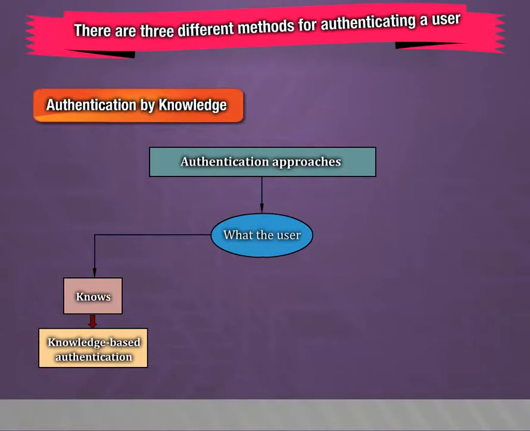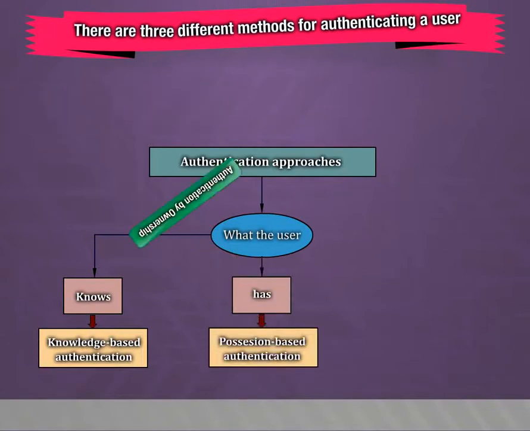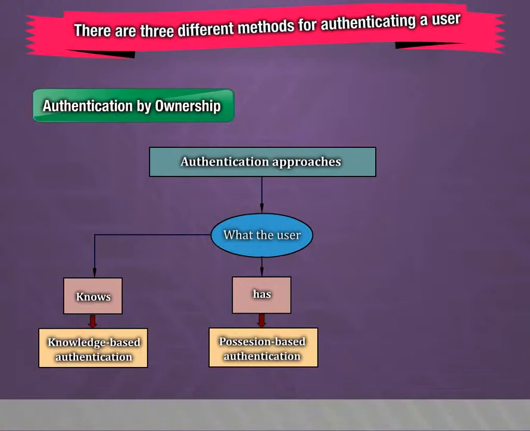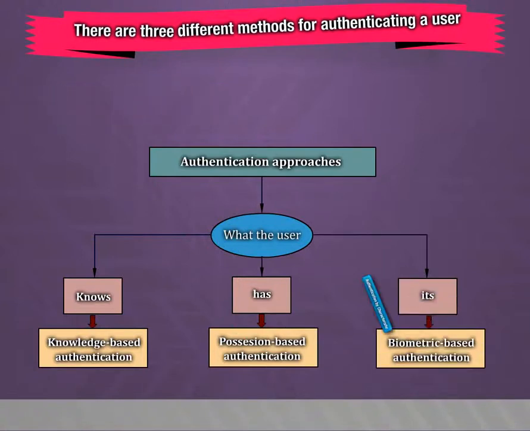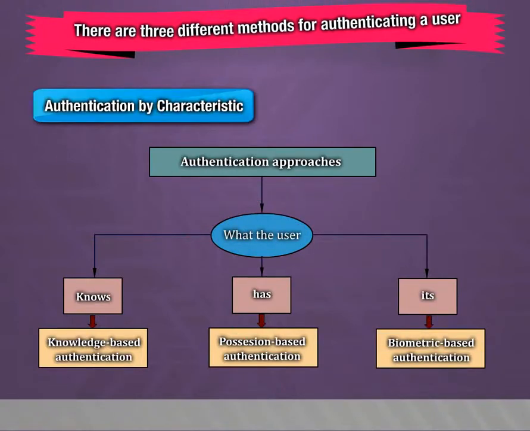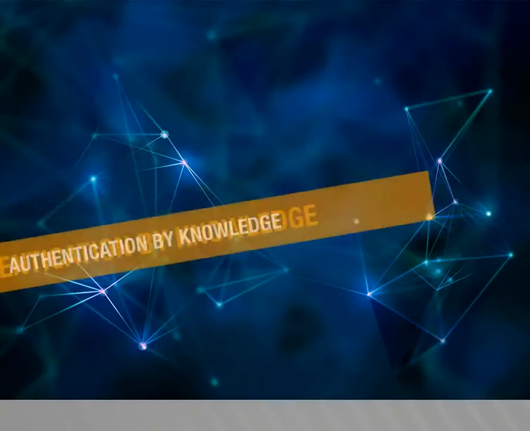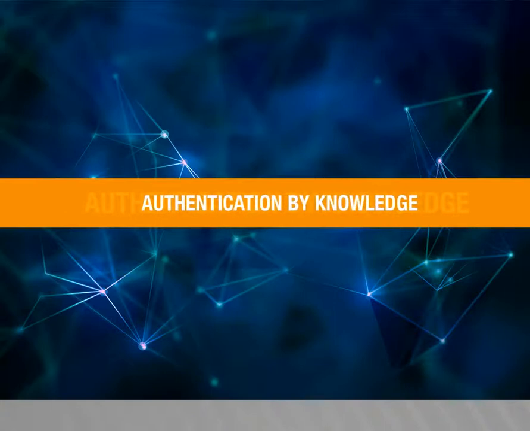Authentication by knowledge, first type. Authentication by ownership, second type. Authentication by characteristic, third type. Authentication by knowledge. Now, let us see about the process of authentication by knowledge.